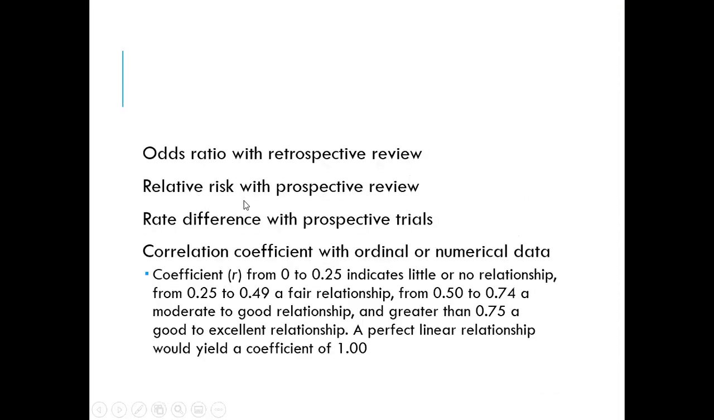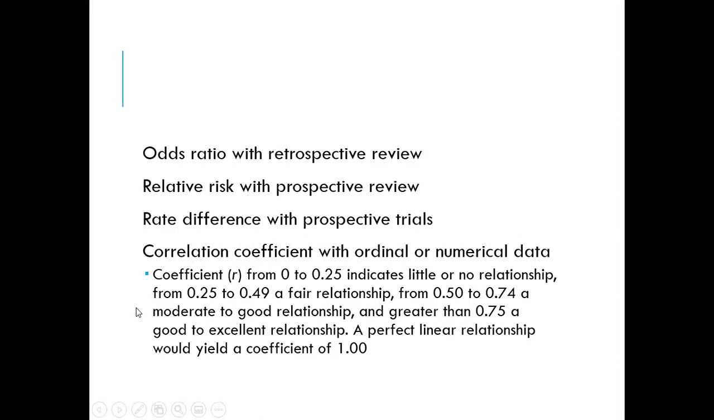So we could always calculate odds ratio for a case control study. Relative risk can be used with prospective studies such as a cohort study, and we could look for rate differences with prospective trials. Correlation coefficient could be applied with ordinal or numerical data, whereas the coefficient R from 0 to 0.25 indicates little or no relationship.